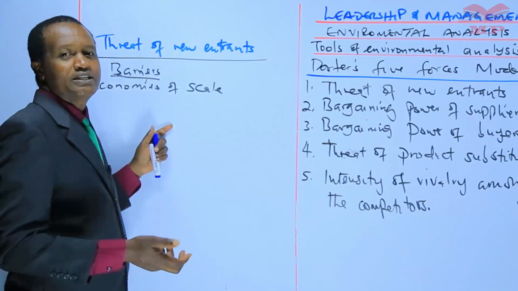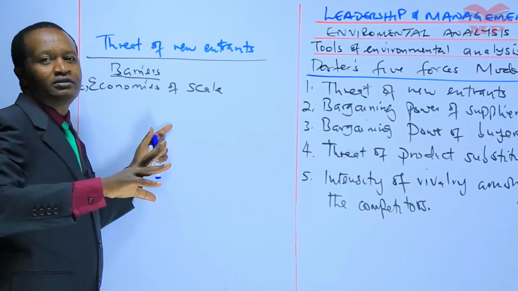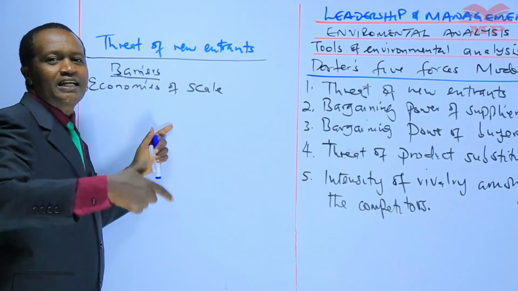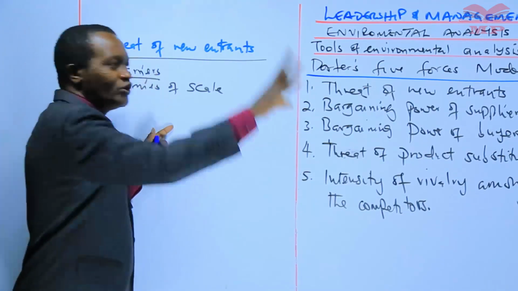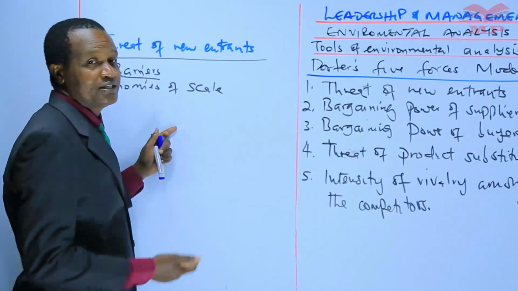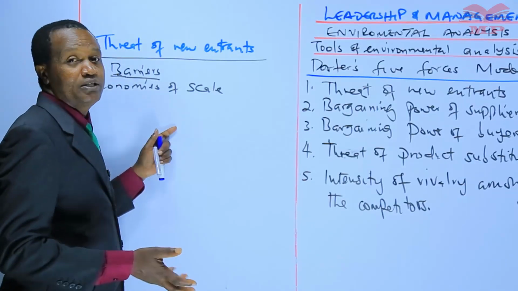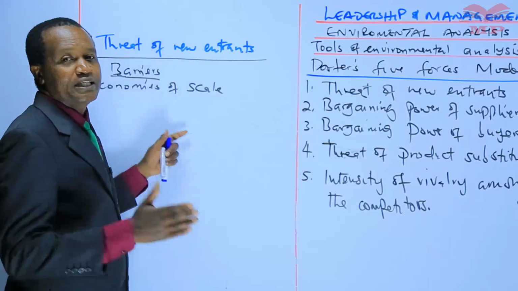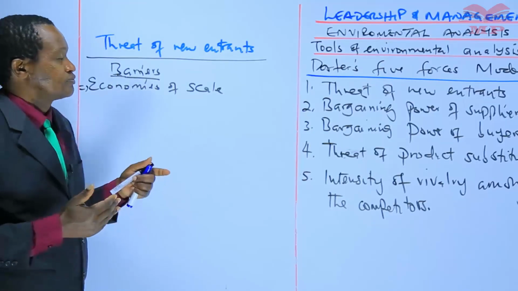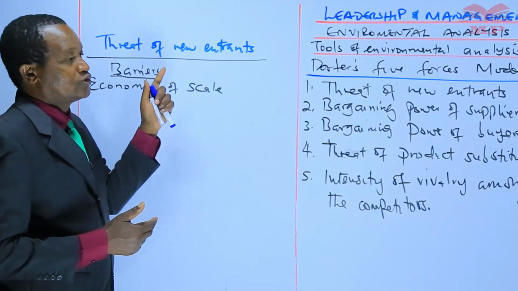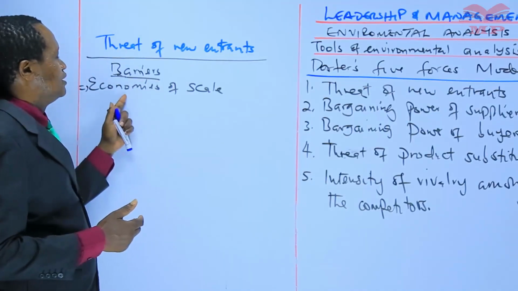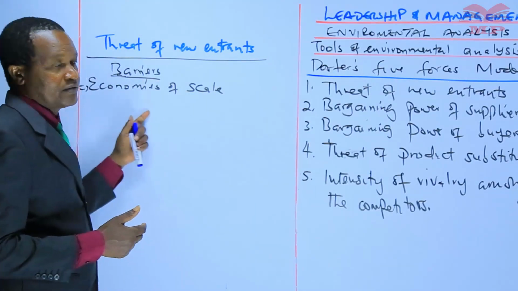But if there is one who is large scale, a large scale entry, in which a new entrant manufactures large volumes of a product, that could be a threat, and there is likely to be retaliation from the existing competition. So one barrier of entry into an industry could be economies of scale.